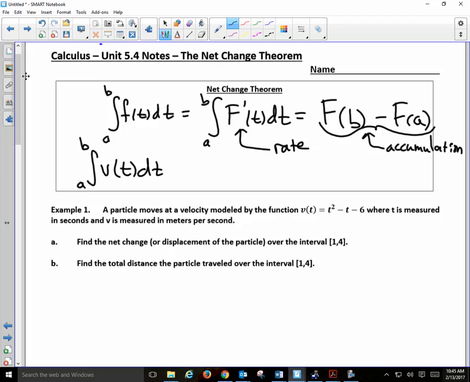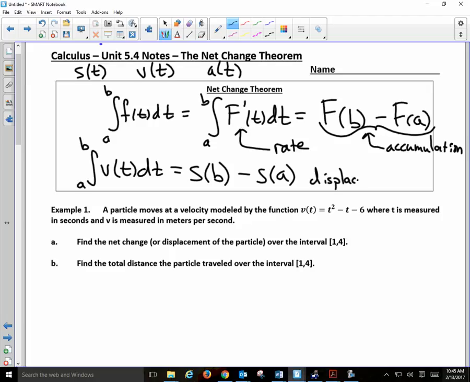Do you remember that we started out? Yeah, position. So we had s of t, we had v of t, and we had a of t. We took the derivative of position to get velocity, took the derivative of velocity to get acceleration. So when you take the antiderivative, you get the position at time b minus the position at time a, and it will tell you the displacement of the actual object.